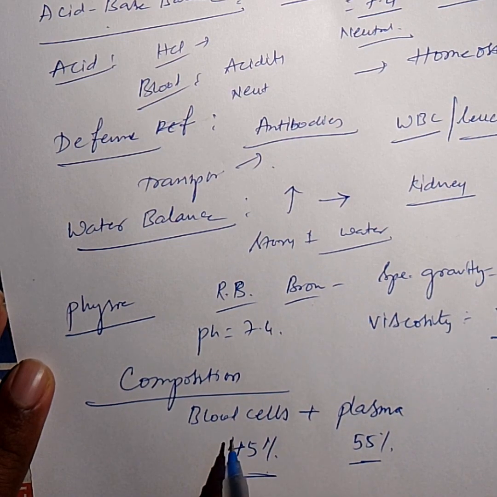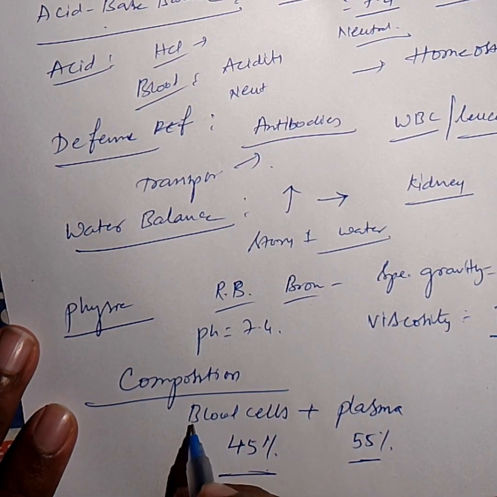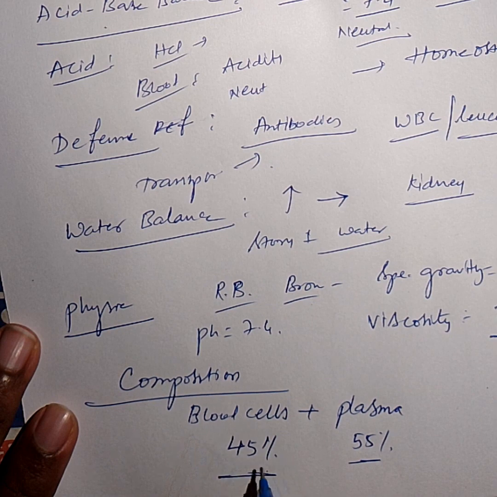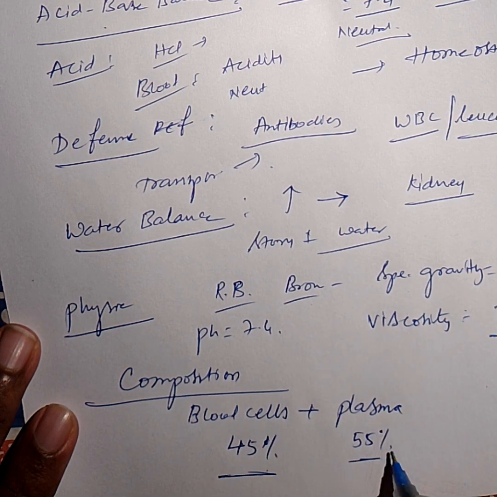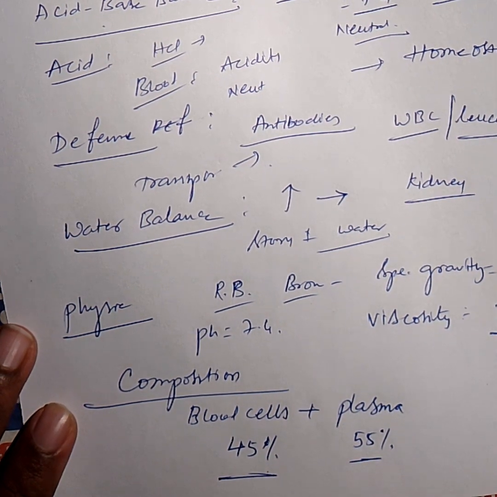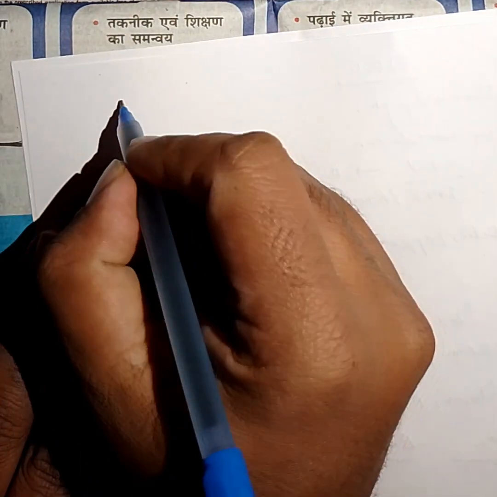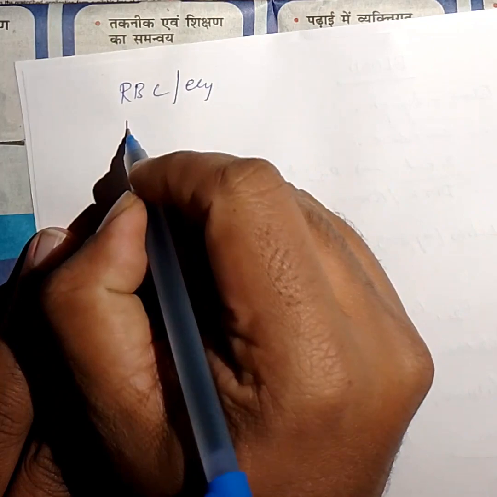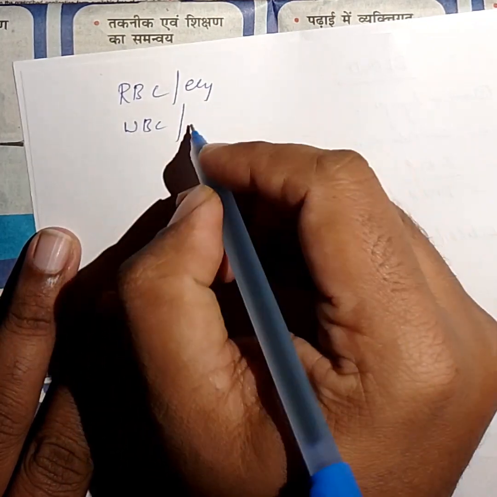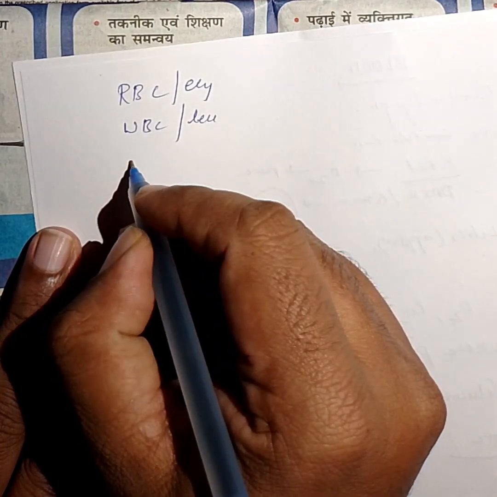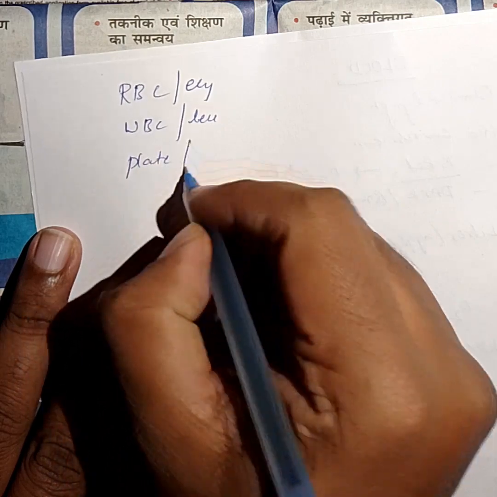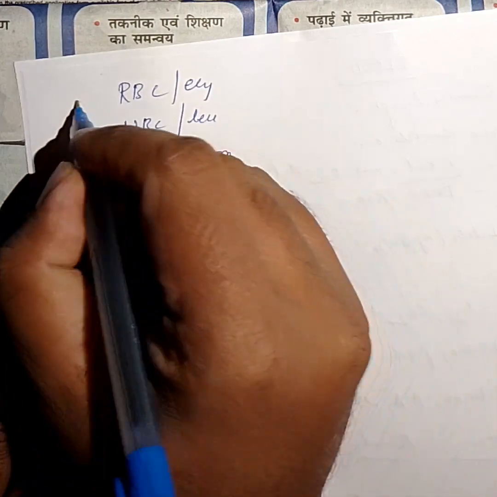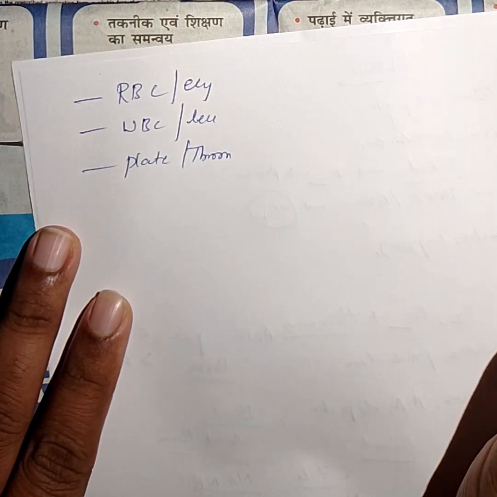Remember this, blood is not only liquid, but it contains blood cells, 45% of blood cells and 55% of plasma. Now we can see what are the types of blood cells present in the blood. There are three types of blood cells mainly: RBC, which are also called erythrocytes; WBC, which are also called leukocytes; and platelets, which are also called thrombocytes.